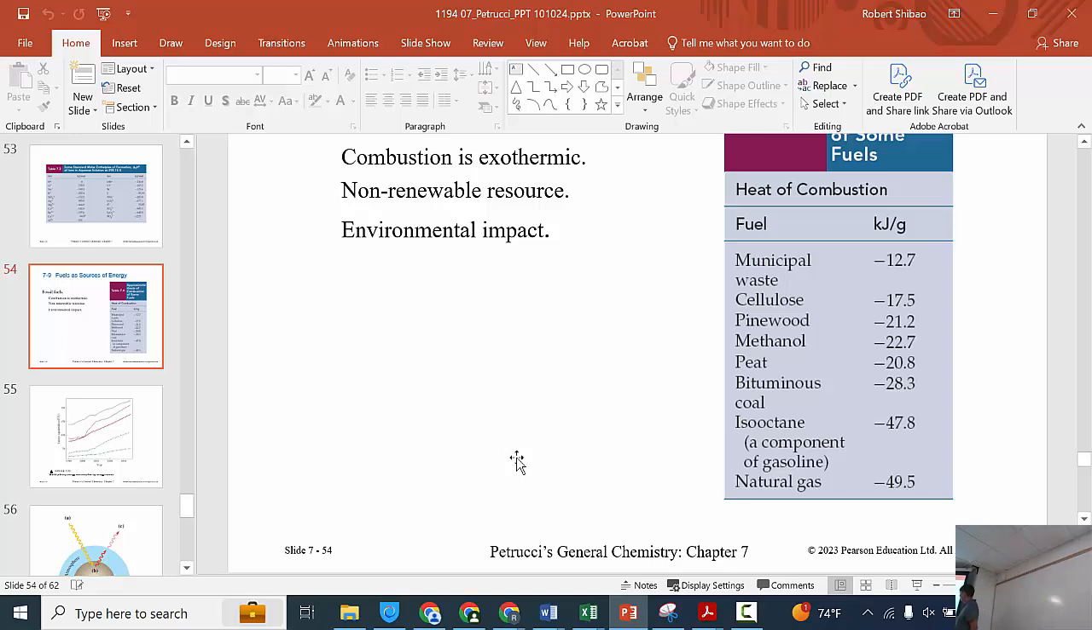Going on here, if you look at it per gram, which one do you think is giving the most energy? Here, natural gas. And so this is what we call the net energy from here, after you subtract out the work. Or sometimes you have to add in the work, or maybe there's no work. And so this is the net.